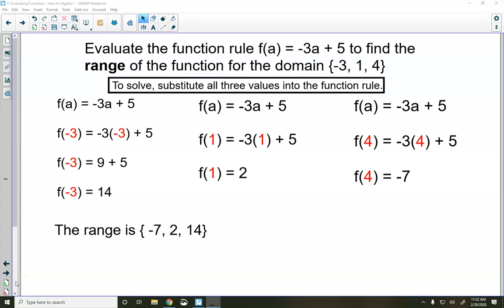So it says evaluate the function rule f of a is equal to negative 3a plus 5 to find the range of the function of the domain when the domain is negative 3, 1, and 4.